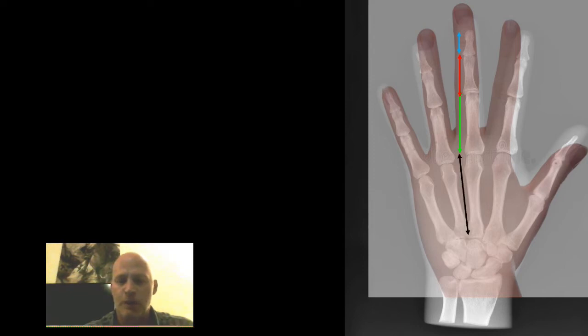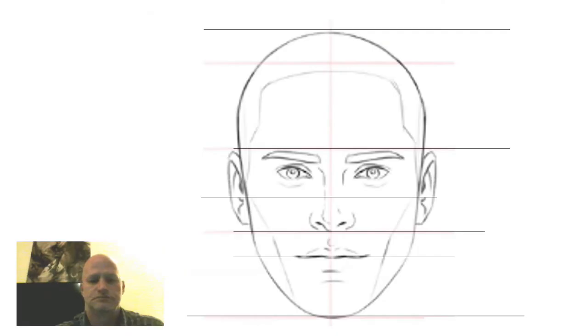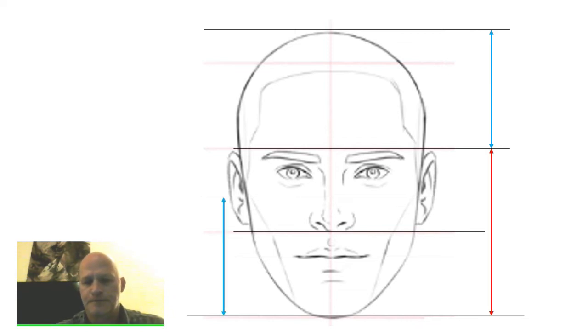If you look at the face, we see that from the top of the head to just above the eyebrows equals 1, and from there to the bottom of the chin, 1.6. From the bottom of the chin to the middle of the ear equals 1, and from there to the top of the head, 1.6. The upper lip to the bottom of the nose, 1, and from the upper lip to the chin, 1.6.